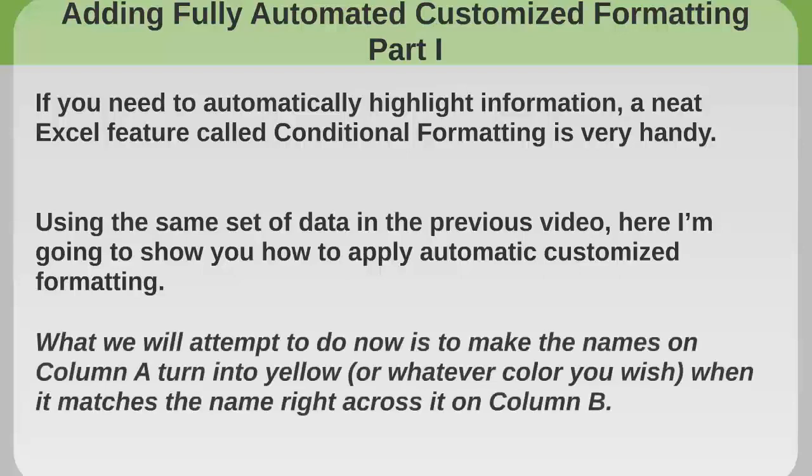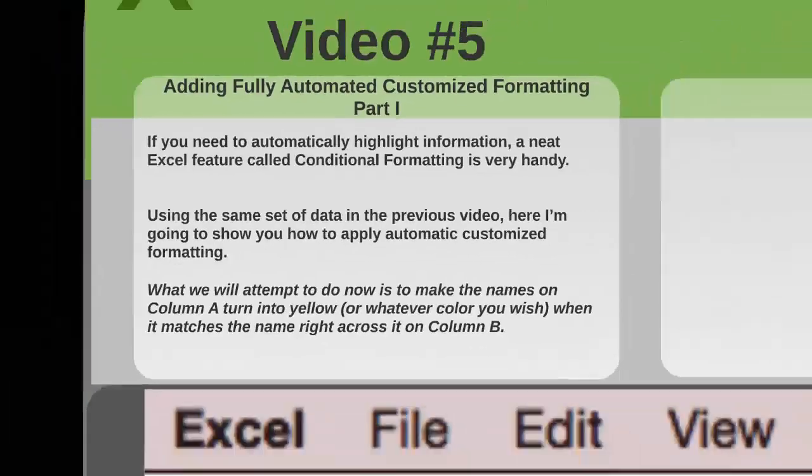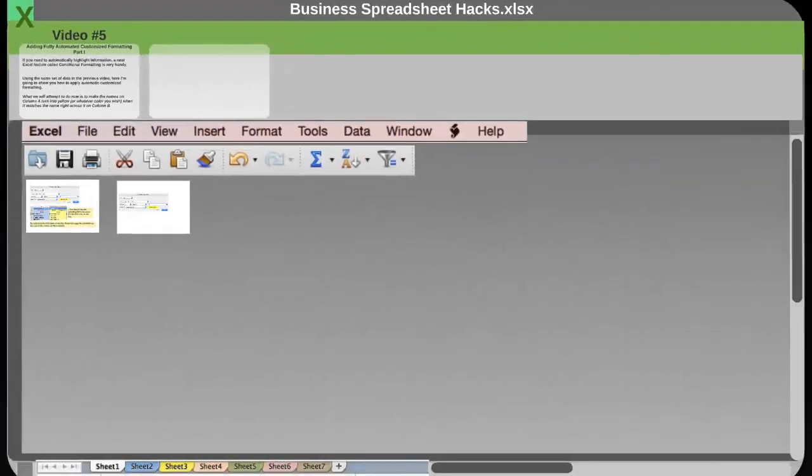Before we get started, what we will attempt to do now is to make the names in column A turn yellow, or whatever color you wish, when it matches the name right across in column B. Let's first take a look at the Mac version, and then I'll go over to my PC Excel version and we'll actually do it in action.